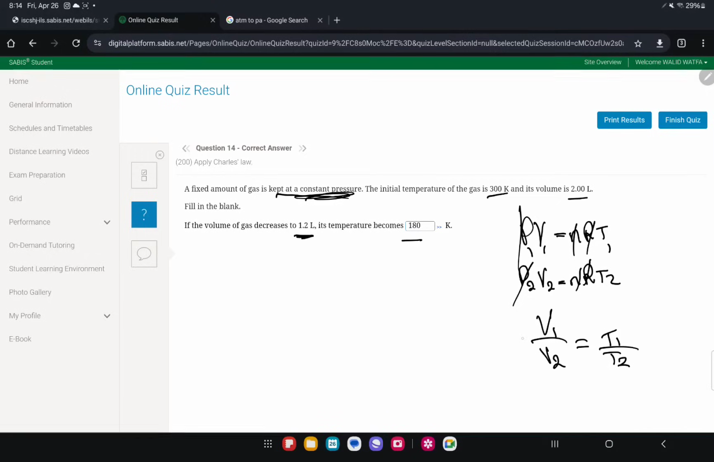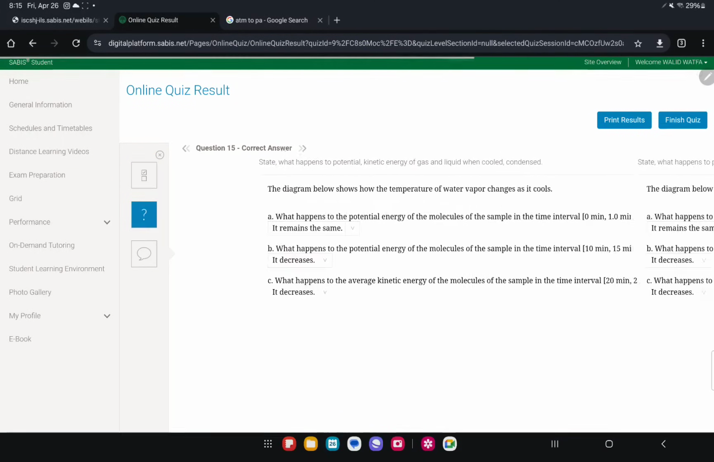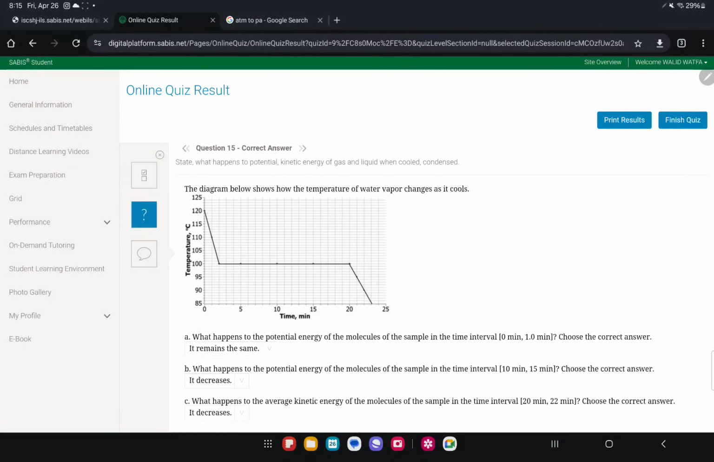Please don't mistake this V for velocity, because we're going to have a question later where it talks about velocity. It's volume, not velocity. V1 over V2 will be 2 over 1.2 equals T1, which is 300 over T2. Cross multiply, 180. And you don't need to convert to meter cube since they're both in liters.